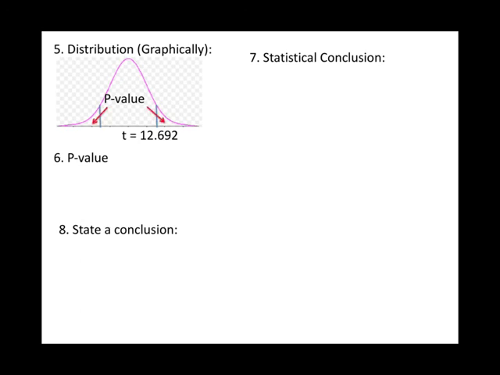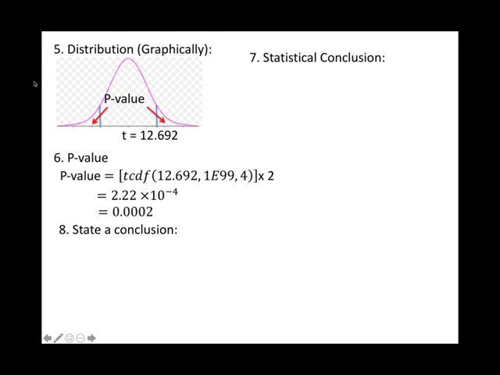Okay, how can we find the p-value? We will use the tcdf, right? tcdf, lower value, upper value, and then degrees of freedom. Remember the degrees of freedom will be n minus 2, which is going to be equal to 4. You should get 2.22 times 10 to the power of negative 4. Make sure you look at your calculator. You should get 2.22 and then the E negative 4. This is scientific notation, right? So we want to convert it to standard form, which is going to be 0.0002.